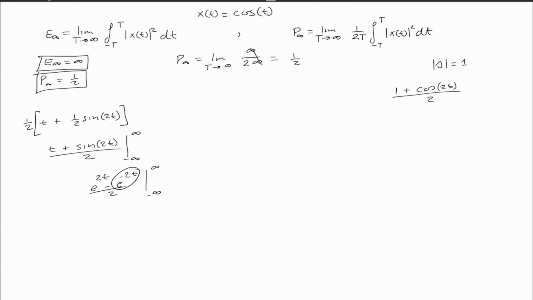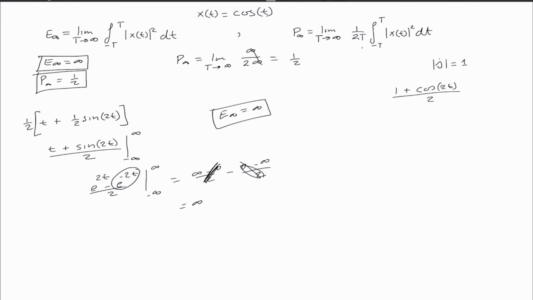Long and short of it, let's do that. If you evaluate infinity first, that is going to be infinity minus 0 over 2. All of that is going to be minus the value at negative infinity, which is 0 plus infinity all over 2. And as you can see, infinity minus infinity is still equal to infinity. And thus, this is why the energy of that signal is equal to infinity.